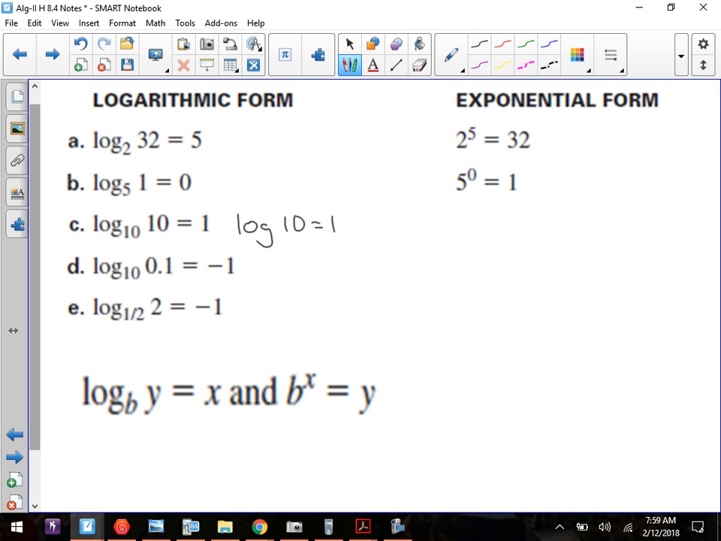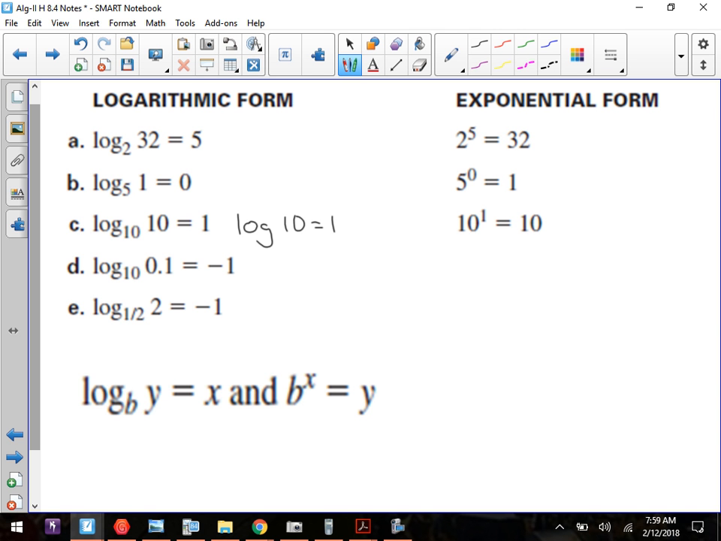So log base 10 of 10 equals 1 means what exponentially? How would you write it? Pretty easy. It's a lot of just switching the forms back and forth.